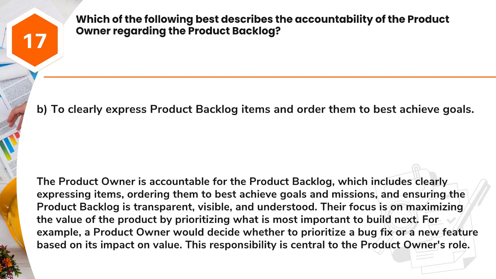Answer: B. To clearly express product backlog items and order them to best achieve goals. The product owner is accountable for the product backlog, which includes clearly expressing items, ordering them to best achieve goals and missions, and ensuring the product backlog is transparent, visible, and understood. Their focus is on maximizing the value of the product by prioritizing what is most important to build next.